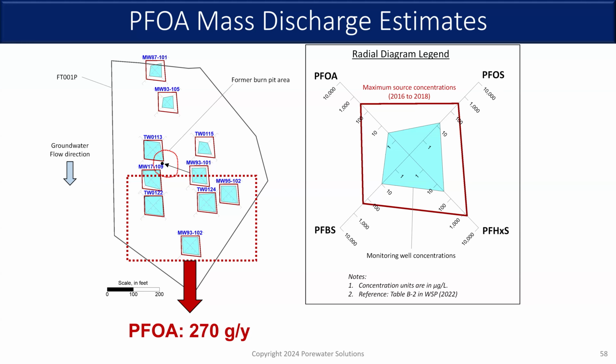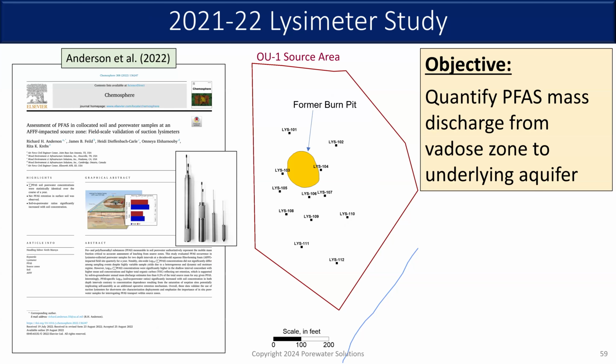And back of the envelope calculation, below the water table, we've got about 270 gram per year PFOA leaving the source area. Now, Hunter Anderson had actually worked on this site with others, with Wood consultants, and they did a really interesting lysimeter study looking at pore water concentrations in the vadose zone above the water table and how they varied with depth. And they estimated how much mass was moving vertically down to the water table from the vadose zone. So you see the plan view on the right.